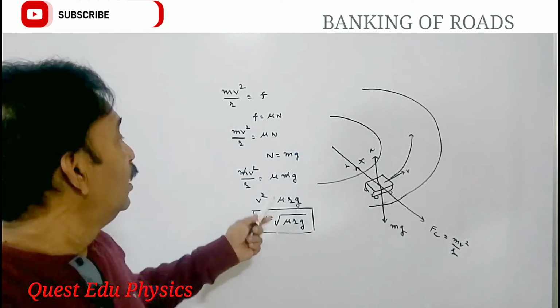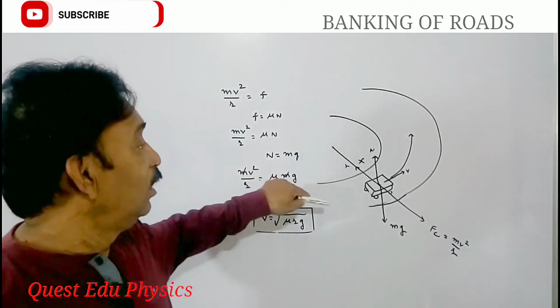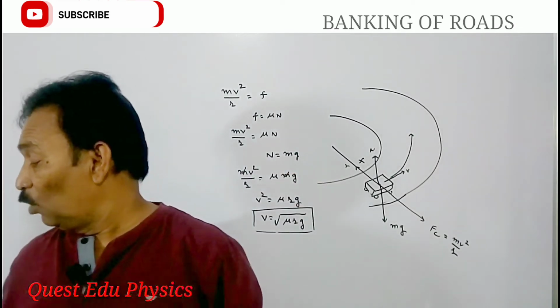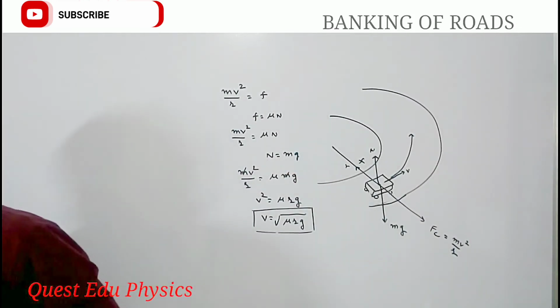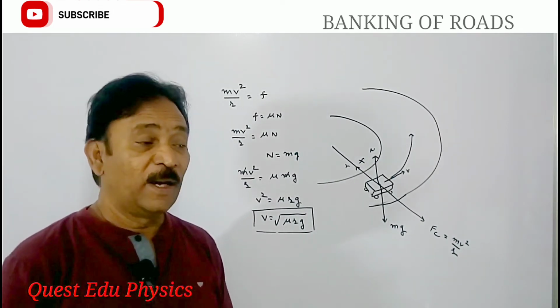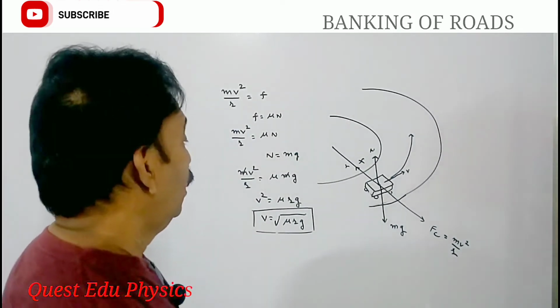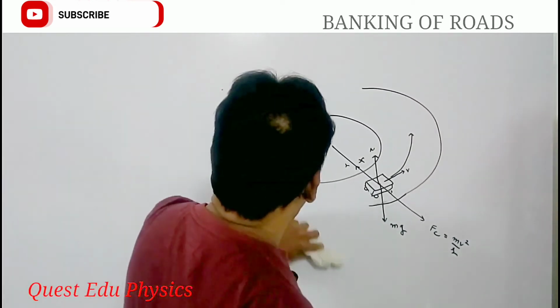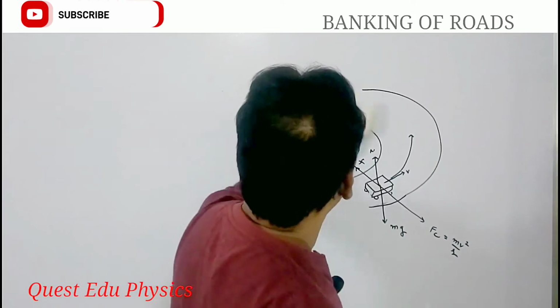Okay students, this is the normal case. That means we are negotiating a curved path, but if the road is banked, then what could be the velocity? And what parameters are involved to avoid the turning down of the vehicle? We will learn.